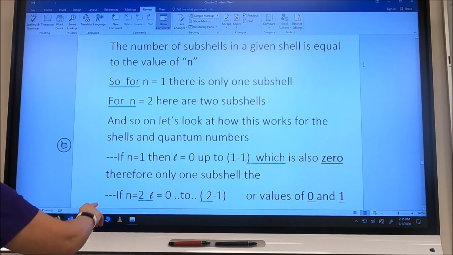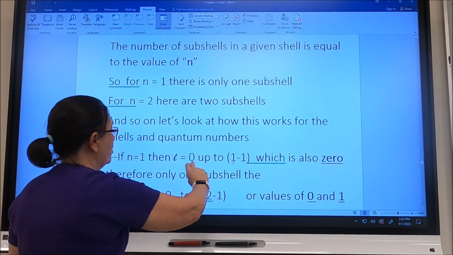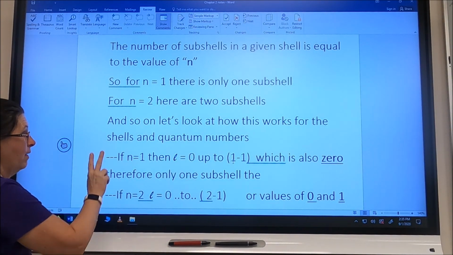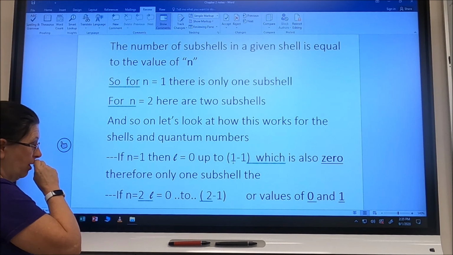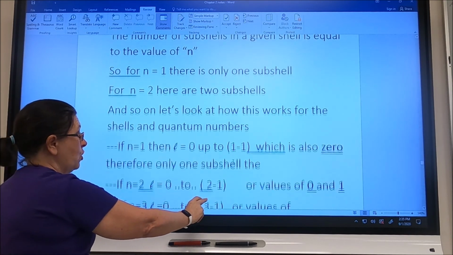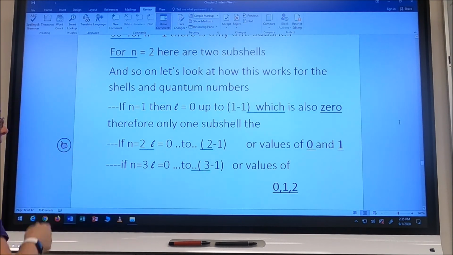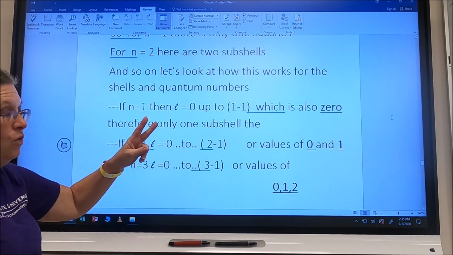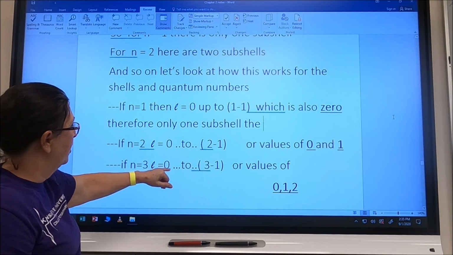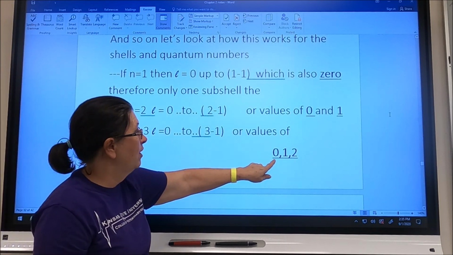So if we look at the value, when n equals 1, L can be 0 up to 1 minus 1, which is 0. So when n is 1, the only value that L can have is 0. Okay? So the first shell only has one subshell. When n equals 2, then L can be 0 up to 2 minus 1. So that's values of 0 and 1. So the second shell has two subshells. The third shell, n equals 3, my L can be anywhere from 0 up to 3 minus 1 in integer steps. So that means I have 0, 1, and 2.